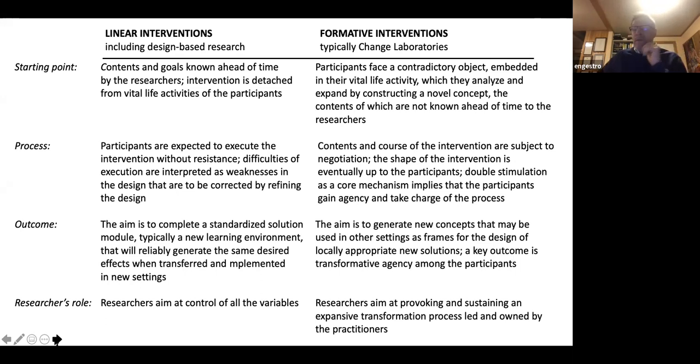And of course, this means that the researcher's role is also quite different in these two types of interventions. In linear interventions, including design-based research, the researcher's aim is to control the variables and to control the situation. Whereas in formative interventions, the researcher is more in the position of provoking and supporting a process of design that is not determined by the researcher.